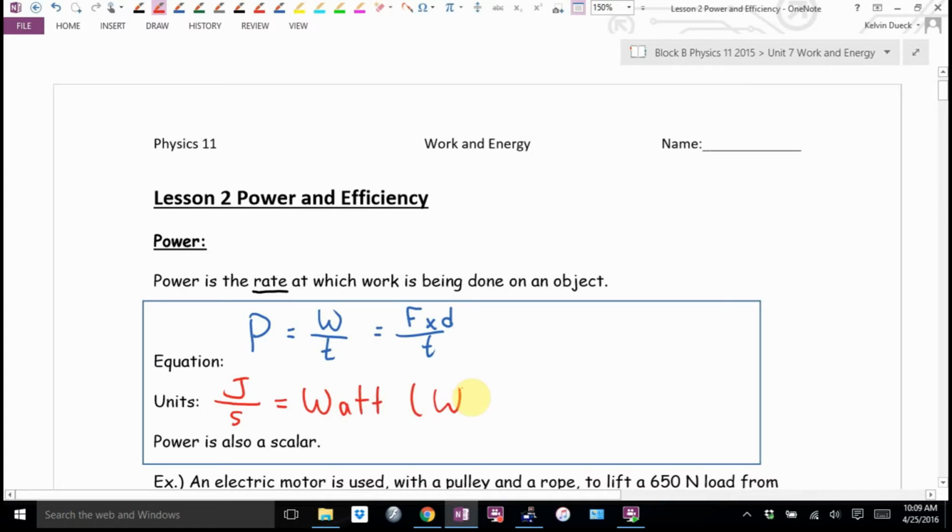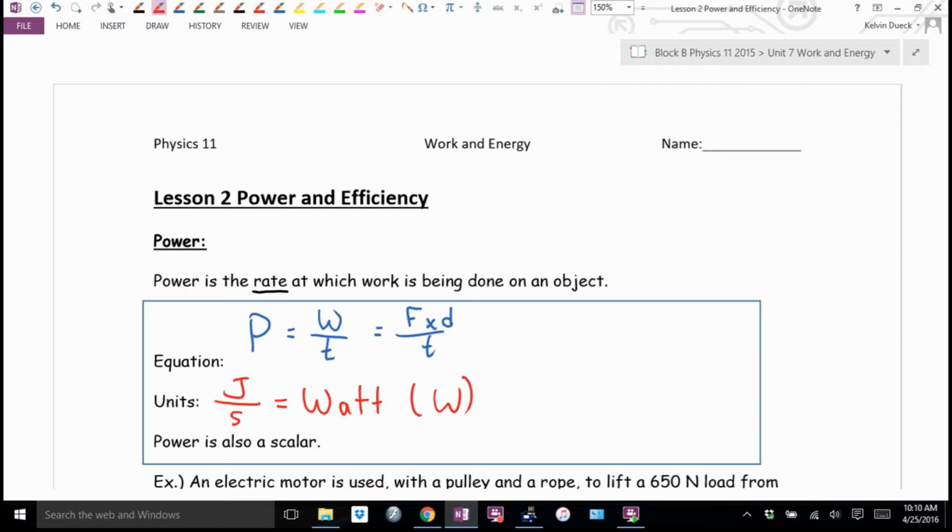Symbol capital W. Named after James Watt, who really wasn't that good a scientist, but was a very good PR guy. I really wish the Watt wasn't named after James Watt. I wish they'd named it after someone else. But, pardon me? J.J. Watt? No.